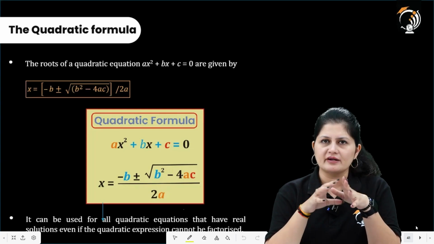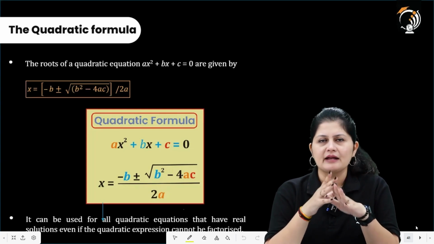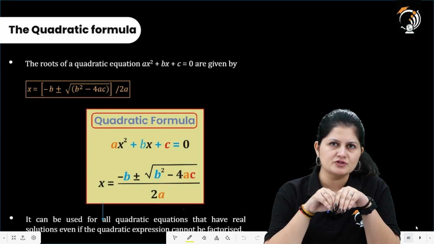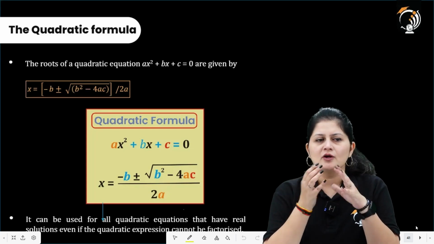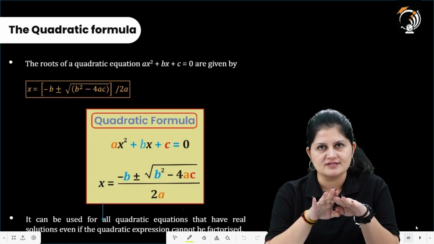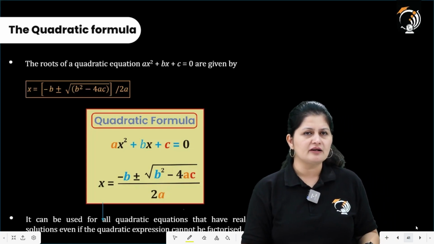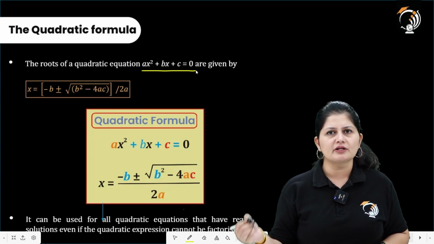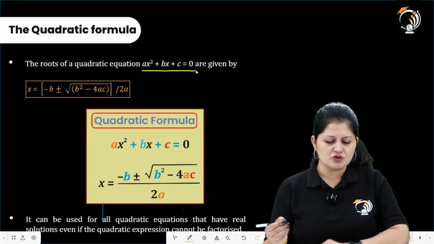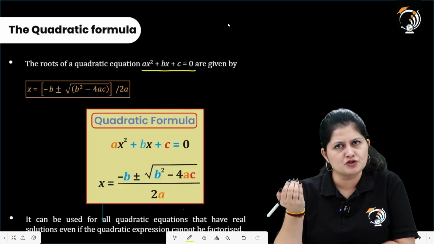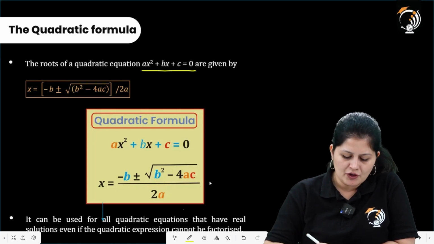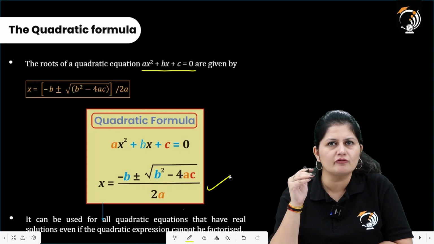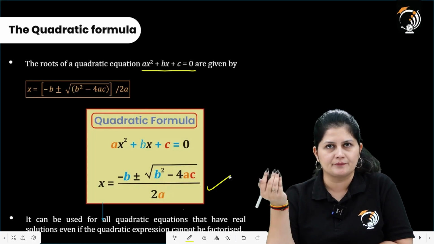If I talk about this quadratic formula, it is actually the universal formula that can be used to solve any quadratic equation. Let it be a quadratic equation that we have solved using the middle term or any new type of equation, we can always solve it using the quadratic formula. We are given the equation ax square plus bx plus c equal to 0. We need to get the roots of it, meaning the solution of it or the values of x. We will be using the formula x is equal to minus b plus minus square root of b square minus 4ac over 2a.